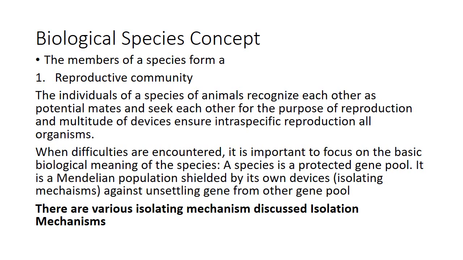When difficulties are encountered, it is important to focus on the basic biological meaning of a species. A species is a protected gene pool. It is a Mendelian population shielded by its own devices, which means every species is protected by its own isolating mechanism against unsettling genes from other gene pools, so that genes of one species cannot be intermingled with the genes of other species.